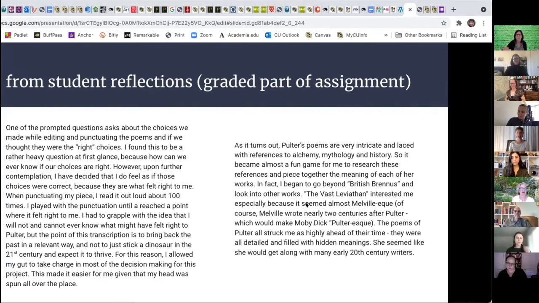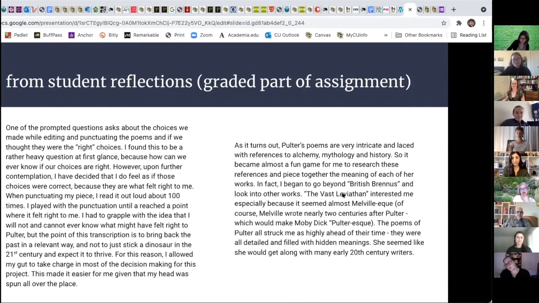Another student, and you can probably tell this is a guy. As it turns out, Pulter's poems are very intricate and laced with references to alchemy, mythology, and history. I really like the ways that he found Pulter speaking to the more canonical literature that he'd gotten in what seems to have been a very rigorous high school education. He says, the vast Leviathan interested me because it seemed almost Melville-esque. Of course, Melville wrote nearly 2 centuries after Pulter, which would make Moby Dick Pulter-esque. And he says she seemed like she would get along with many early 20th century writers.